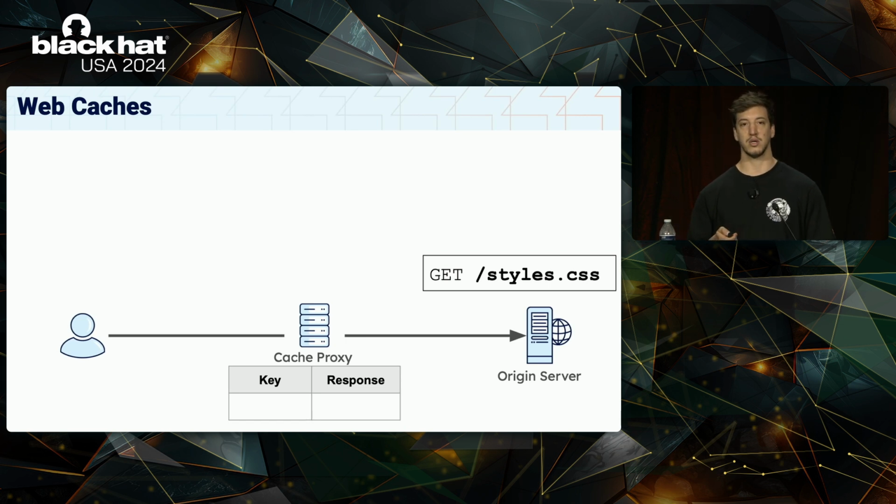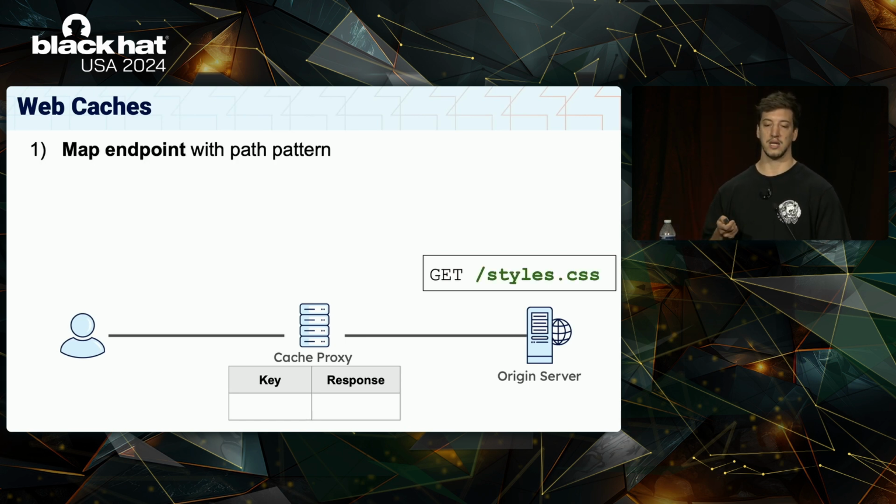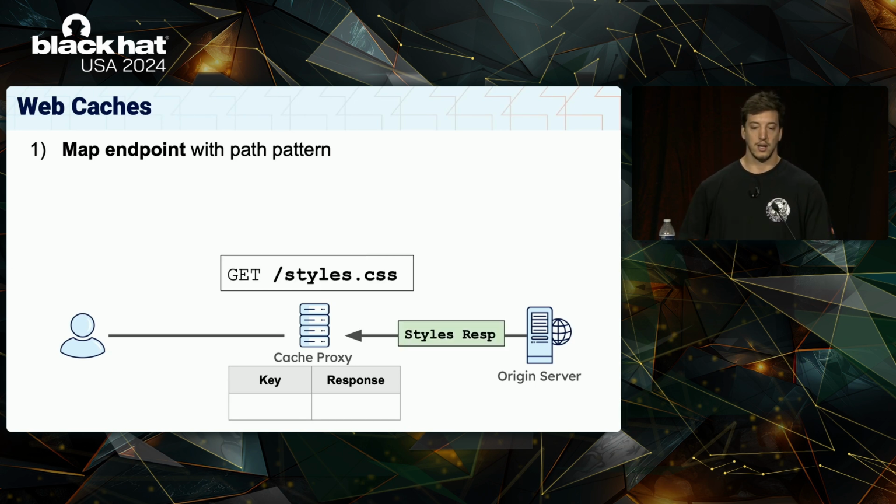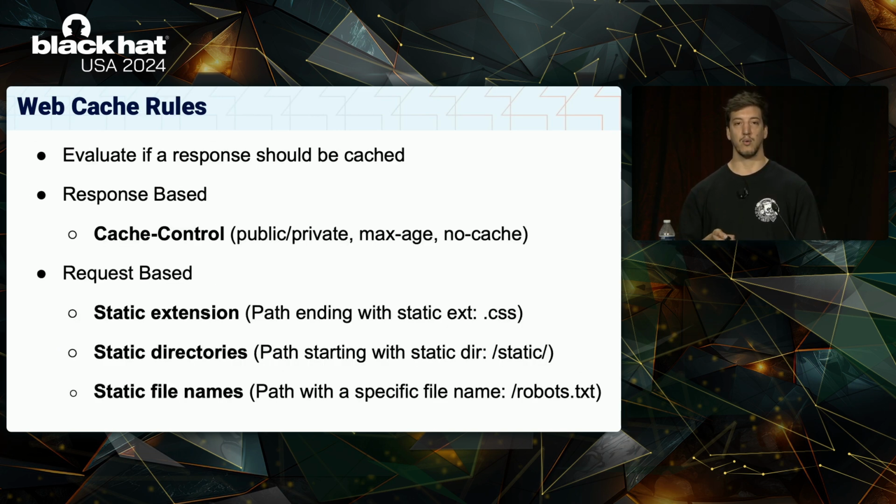Now the origin server is going to parse the URL to obtain the path and map the endpoint that should resolve the request. Sometimes it's a dynamic endpoint, and sometimes it's just a static file that is going to be served. So when the origin server sends the response back to the cache proxy, this response is going to be evaluated as well as the request using some rules that will tell the cache proxy if this resource is static or not, and if it should be stored or not.